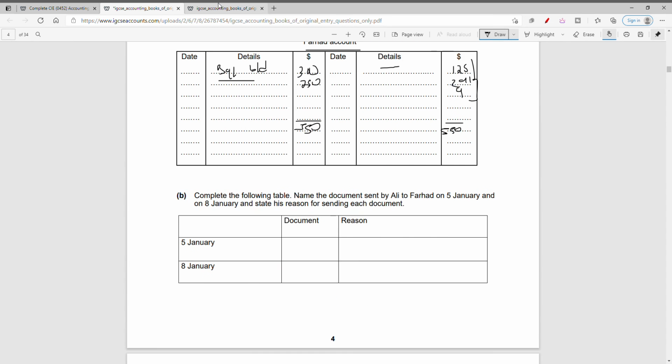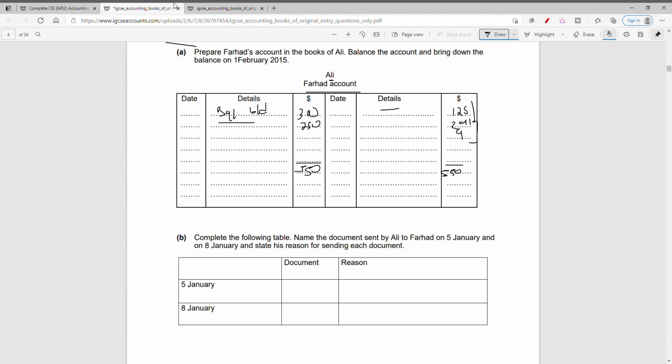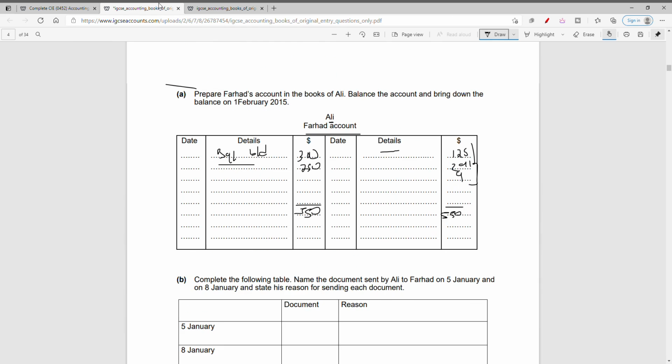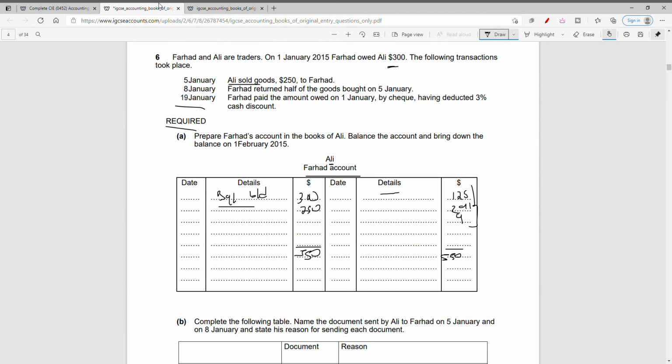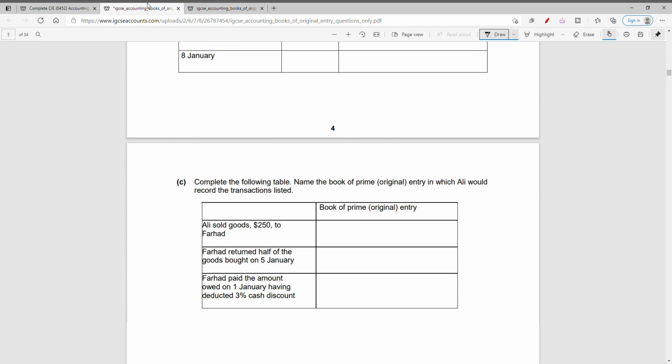And then on 8th January, Farhad returned half of the goods. When you return the goods, that's going to be a credit note, okay? Because it is a purchases return, and therefore you send a credit note, and therefore you need to inform Farhad of the allowance he is being given for the goods returned. Okay, let's move on next.